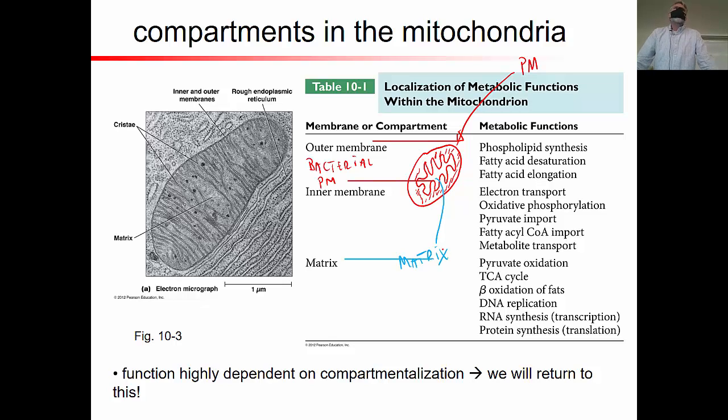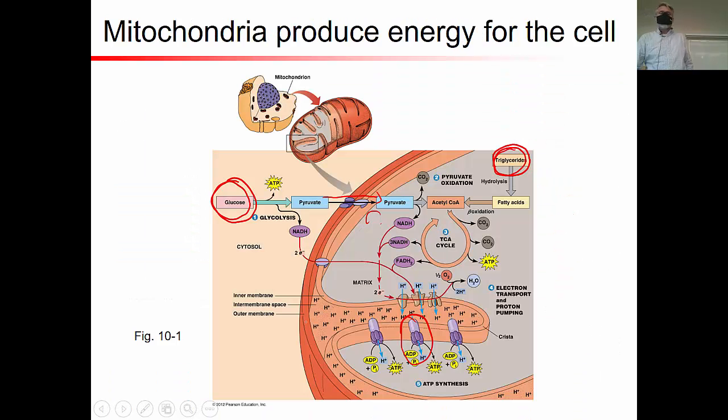And so this chart is telling us the different processes that occur in each of the compartments, and it turns out that these compartments of an organelle, which is in itself a compartment, are important for the function of the mitochondria. And so we'll look at that. You can always refer back. This is quite a nice diagram showing what happens in the different compartments.